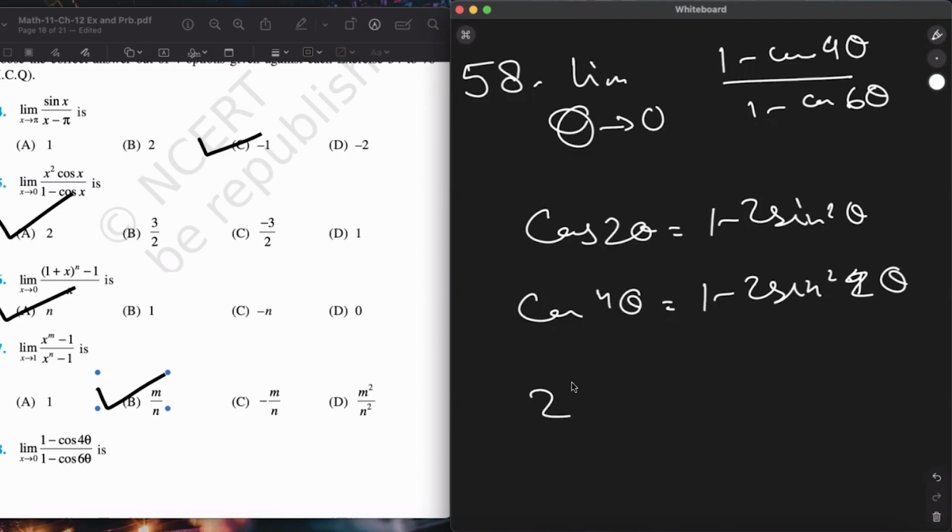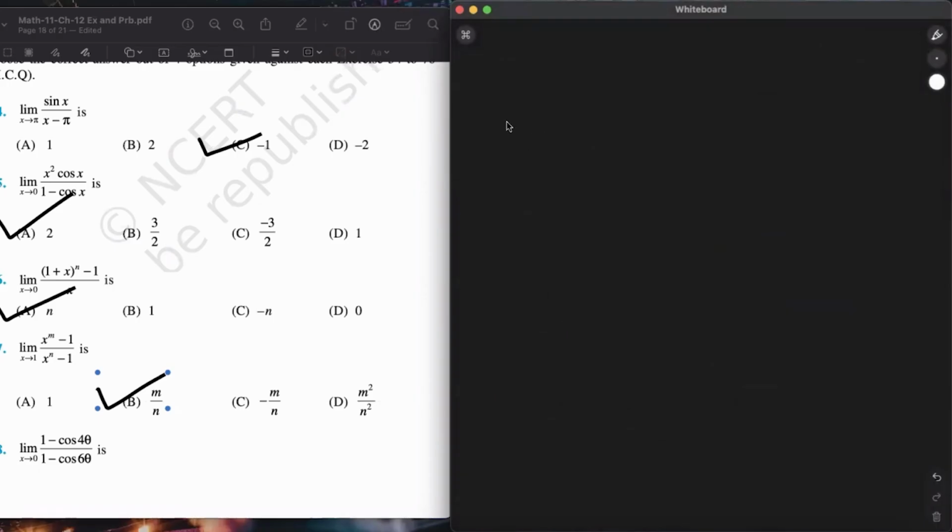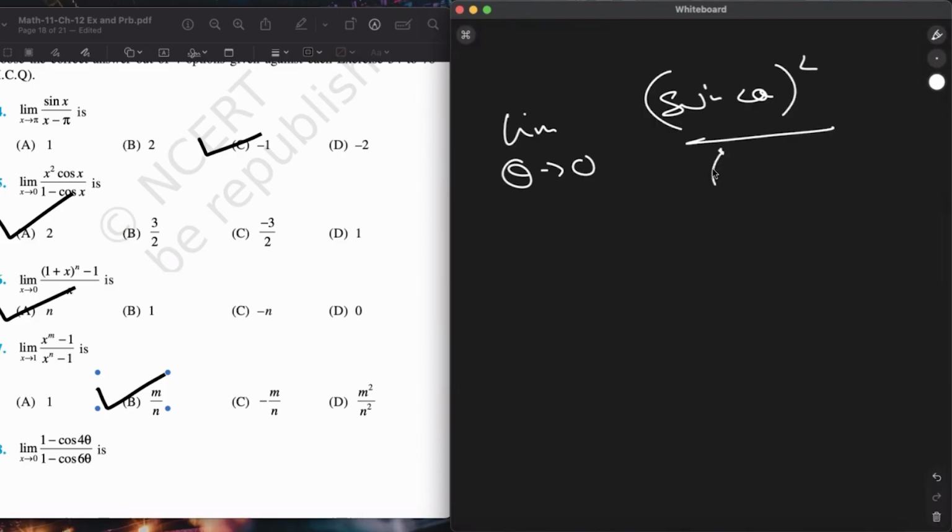So here I'll have 2 times sine square 2 theta, whole thing divided by 2 times sine square 3 theta, where the limit of theta is equal to 0. 2 by 2 will get cancelled out. So for theta tending to 0, I have sine 2 theta whole square. I just put 2 theta whole square over here, and what?